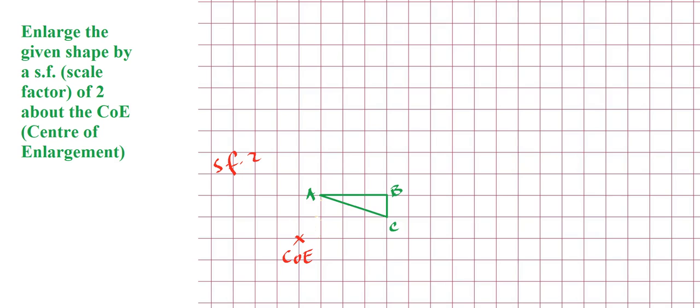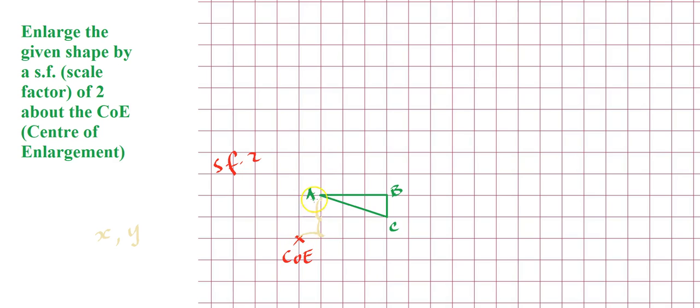So this is how you do it. First of all, you calculate your X move and then your Y move. And you calculate that from the center of enlargement. So this is how it looks. My X move is across the X axis, right? So it's left and right. So it's 1 to the right and 2. That's how you get to point A.